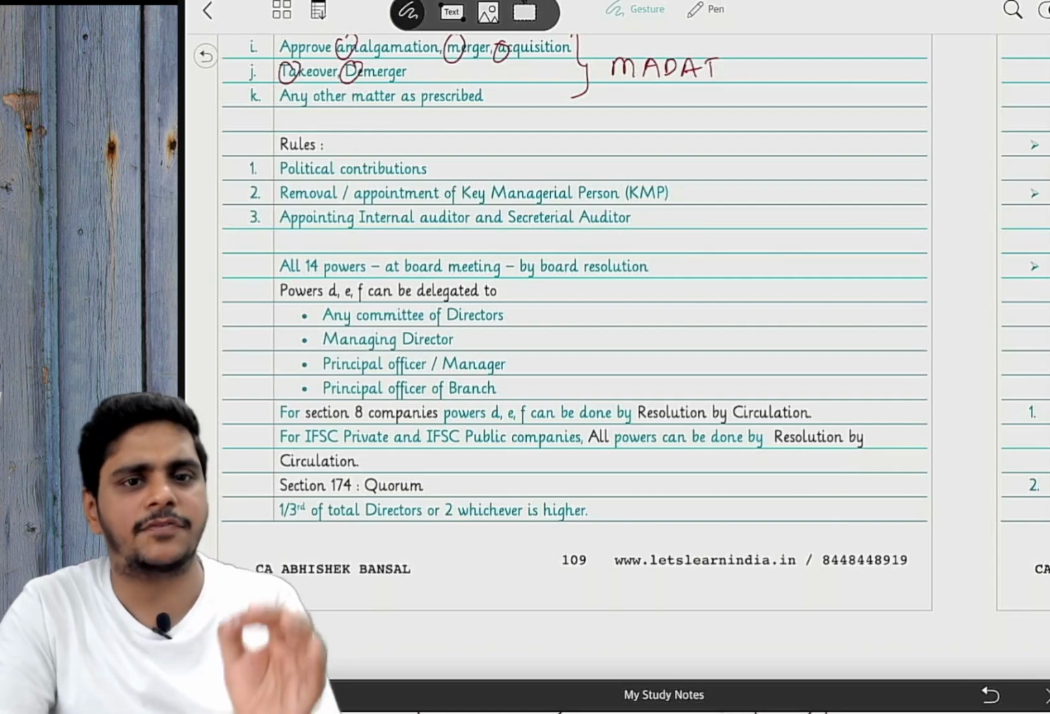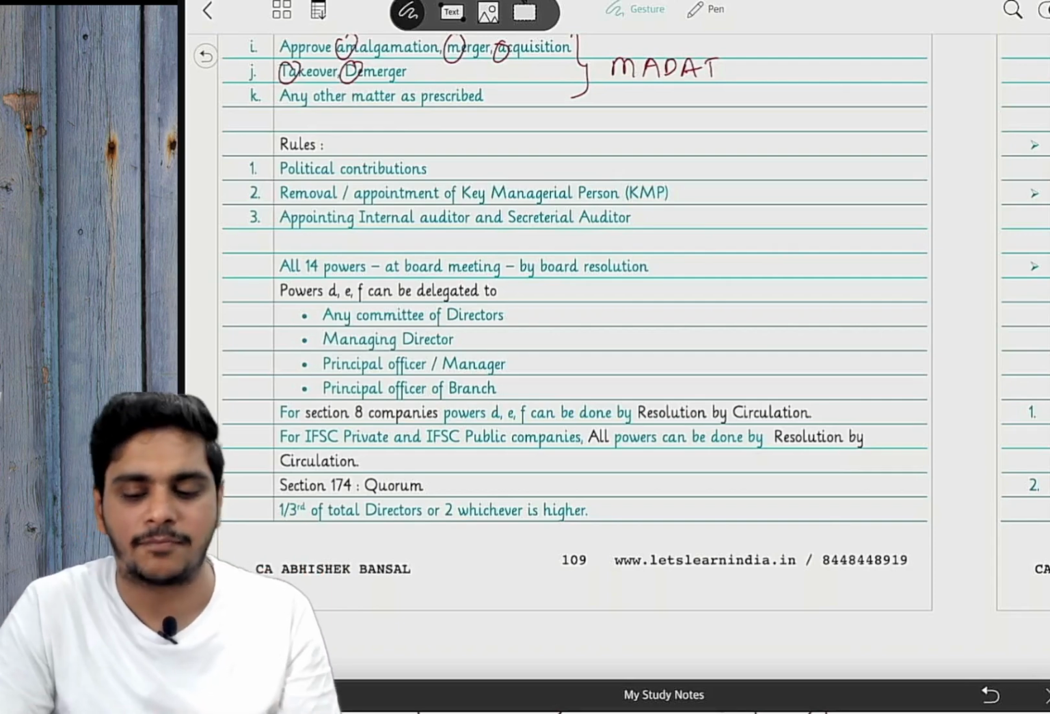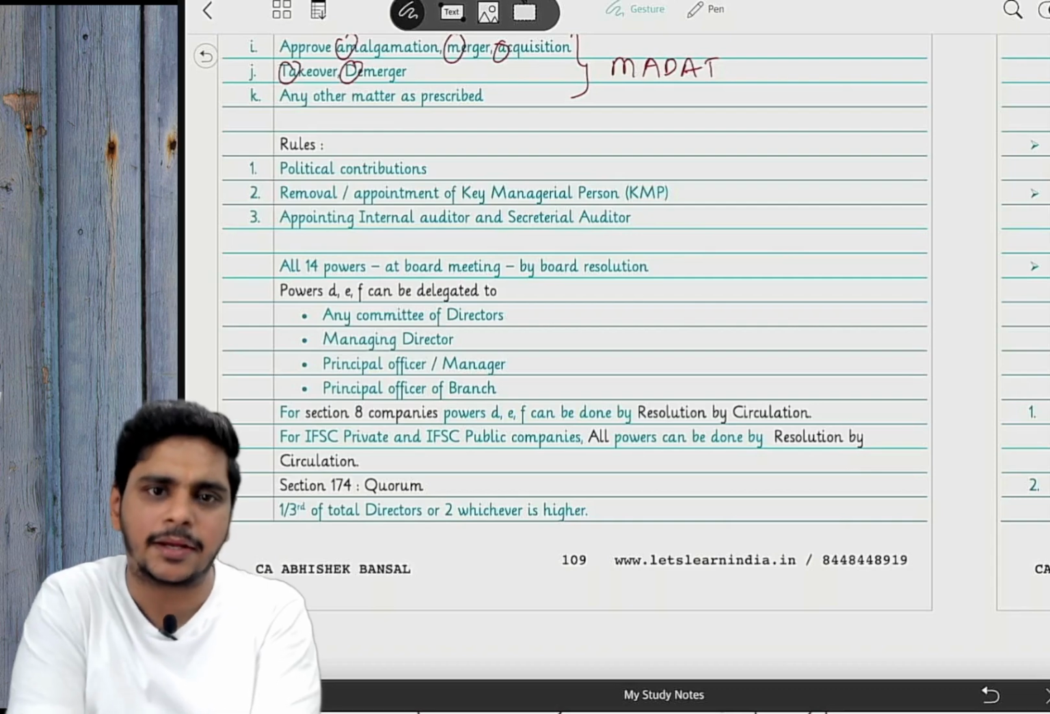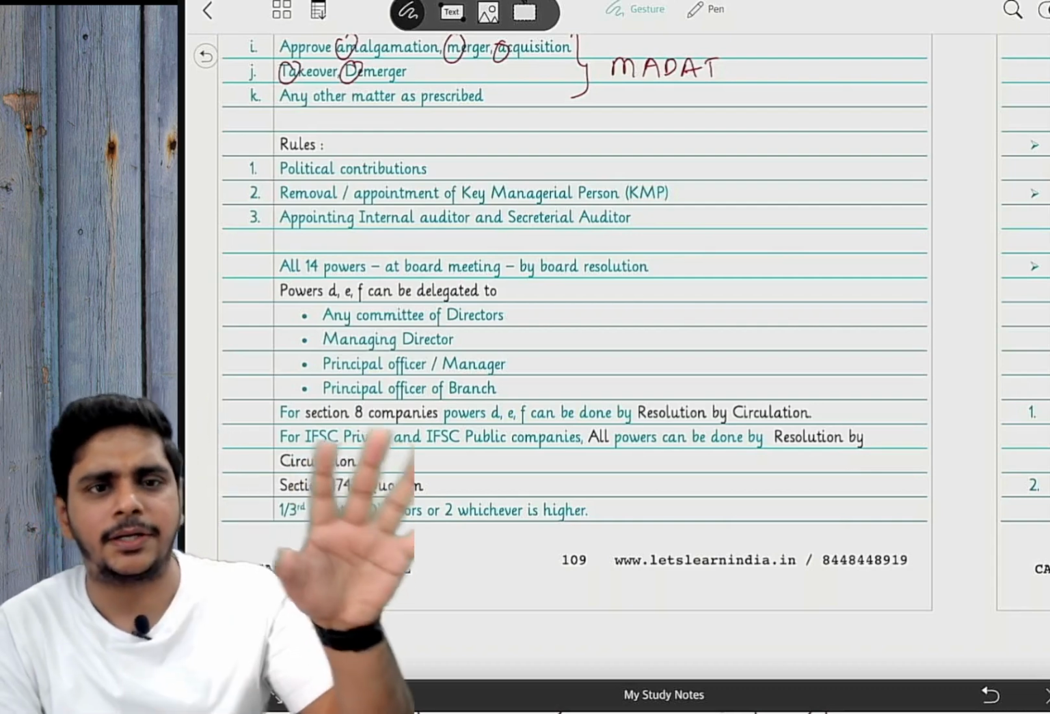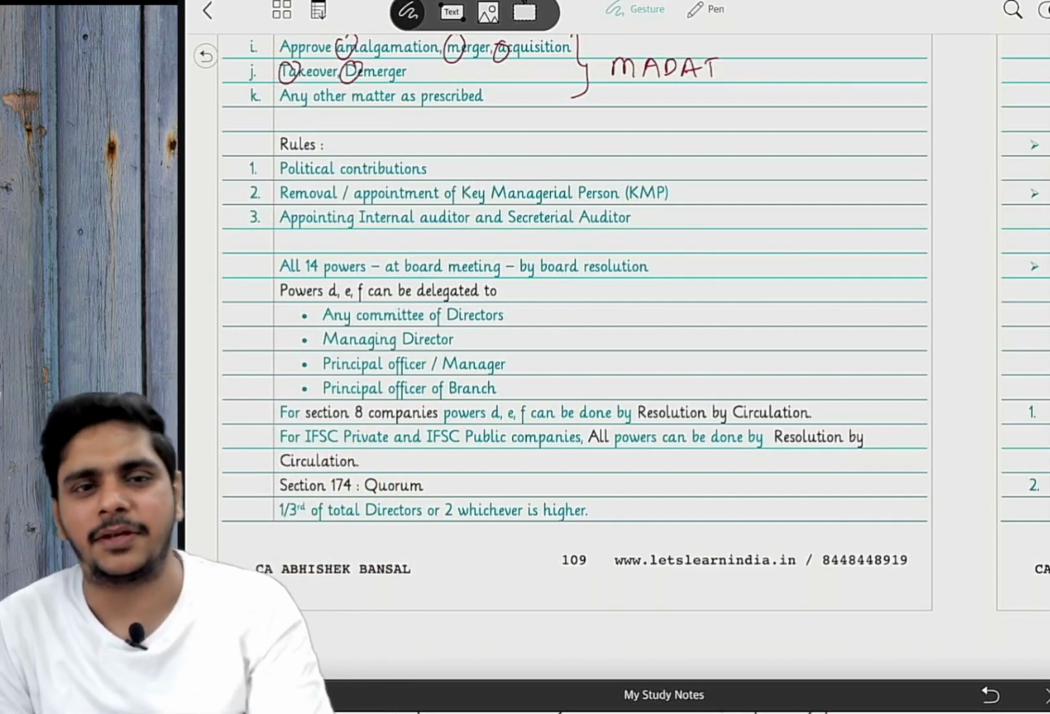IFSC means International Financial Service Centre company. All these are government entities formed by the central government, SEBI and RBI. So they can do all the powers, right? Being government entities, all these powers can be done via circulation.